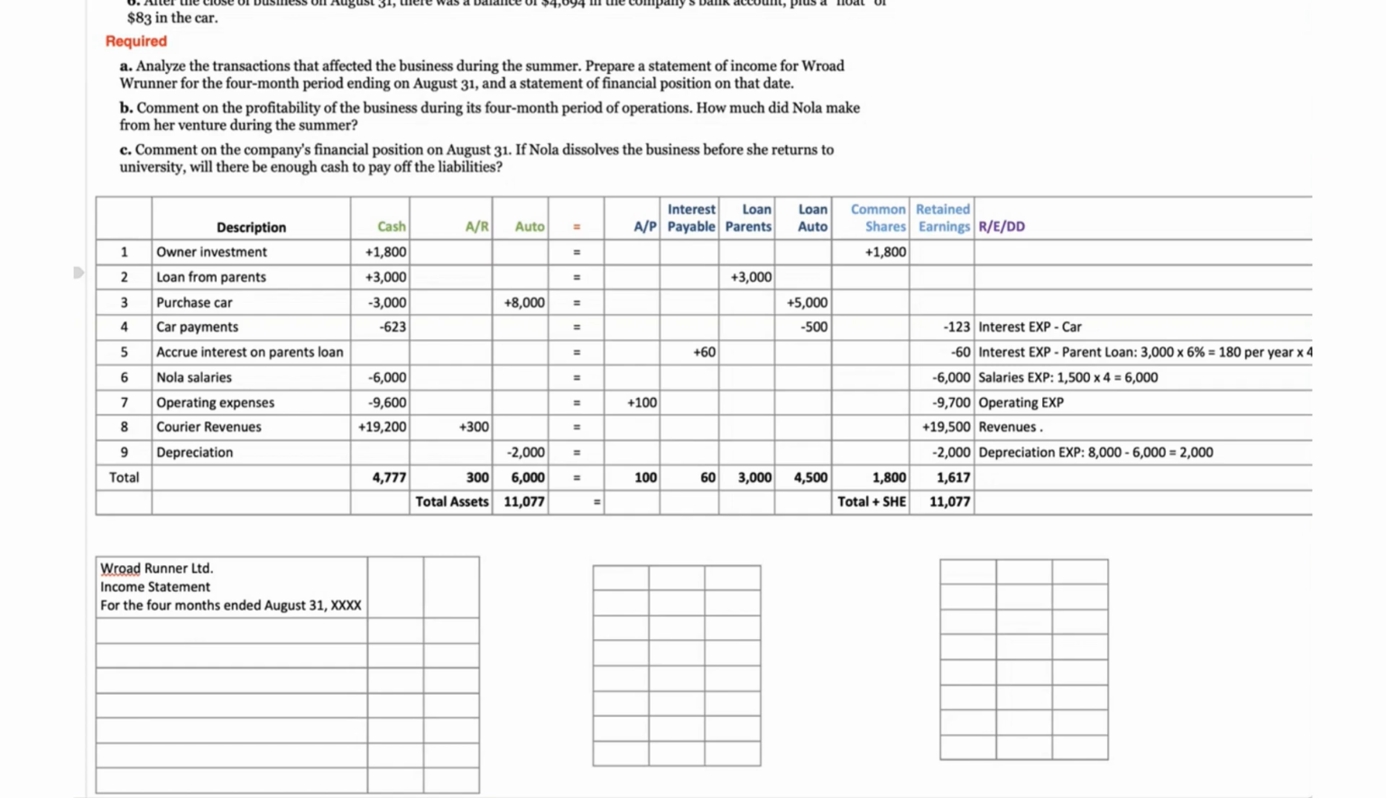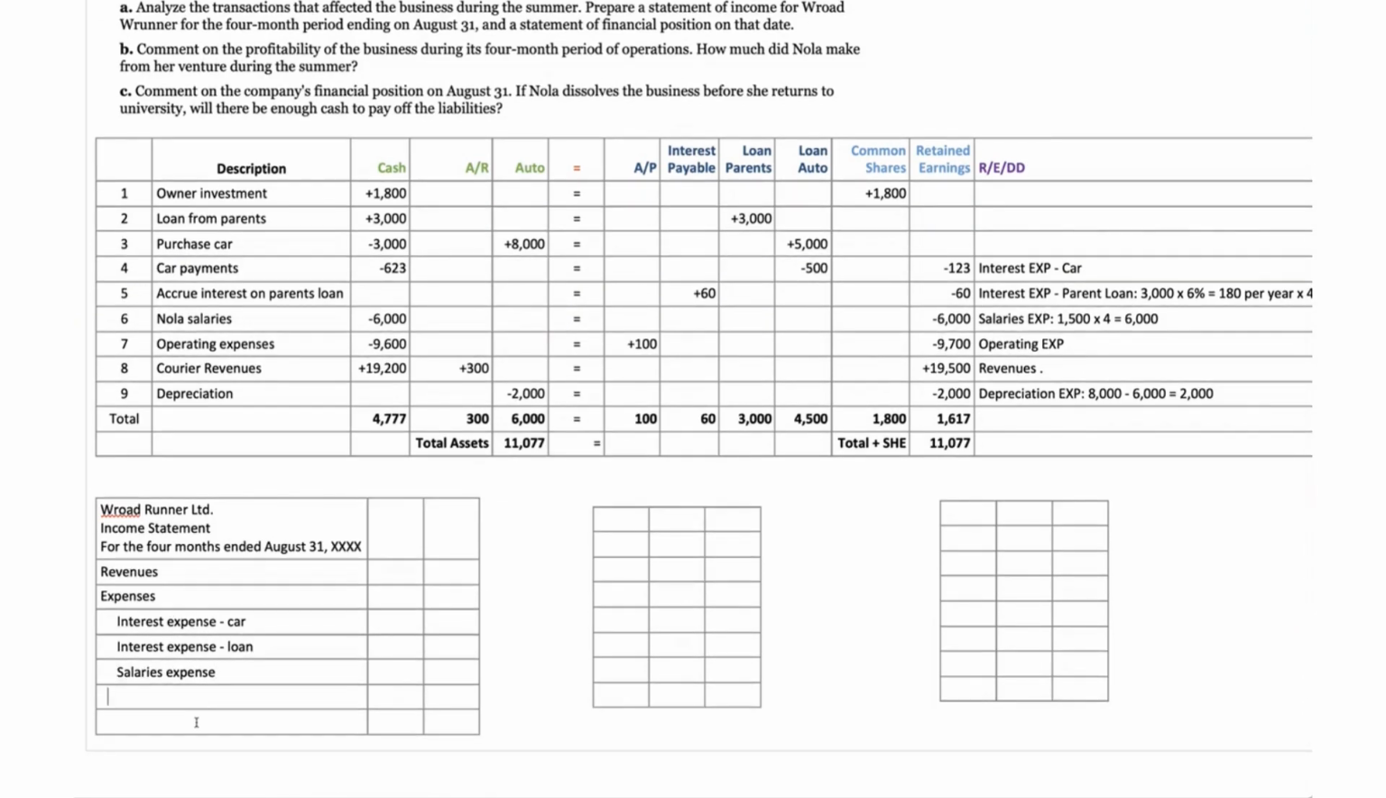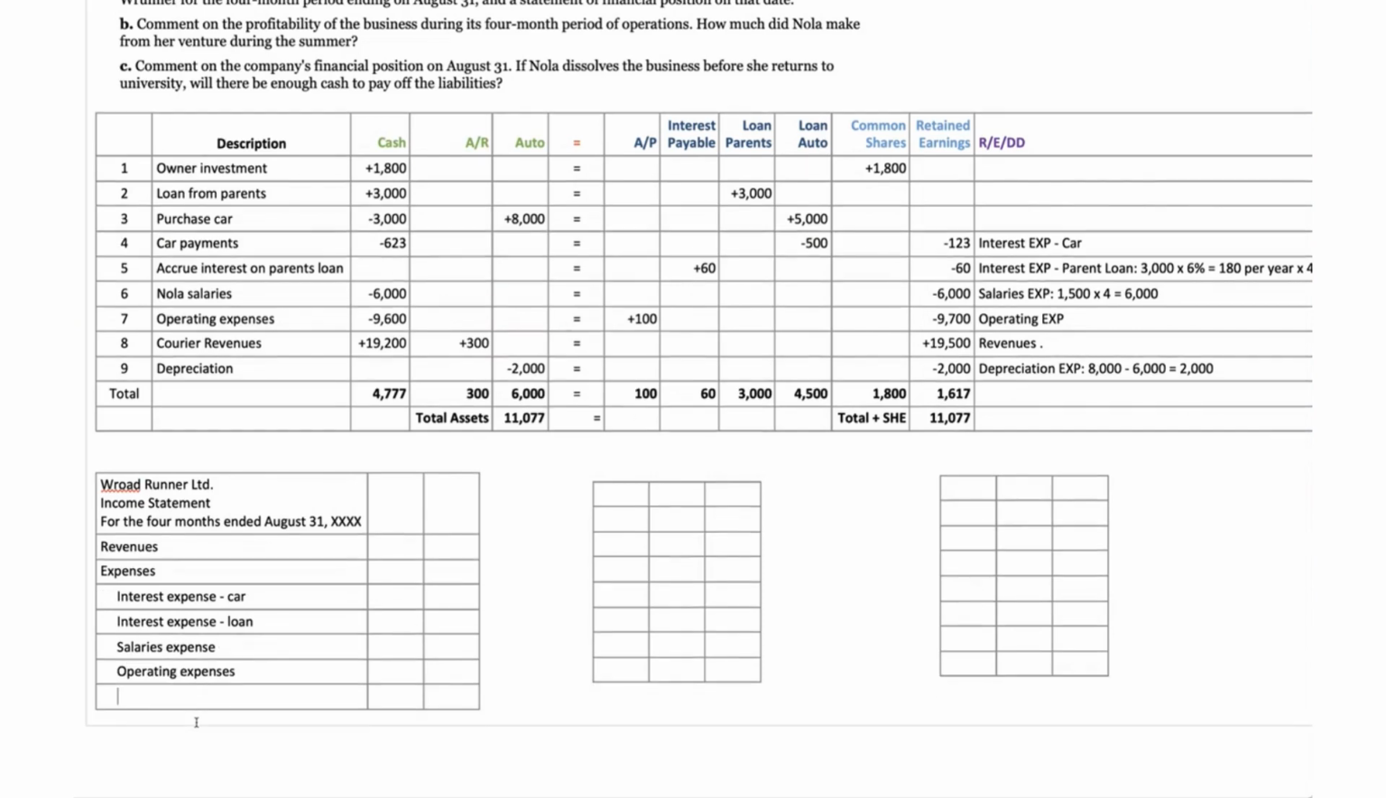We can now put this into context and say, okay, let's get this down. I have revenues and I have expenses. I have my interest expense for the car. I have interest expense for the loan. I have salaries expense. Then we have operating expenses and depreciation. And I'm just going to pull from the worksheet we just had.